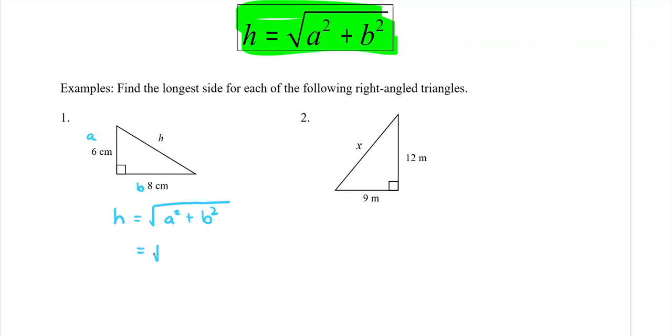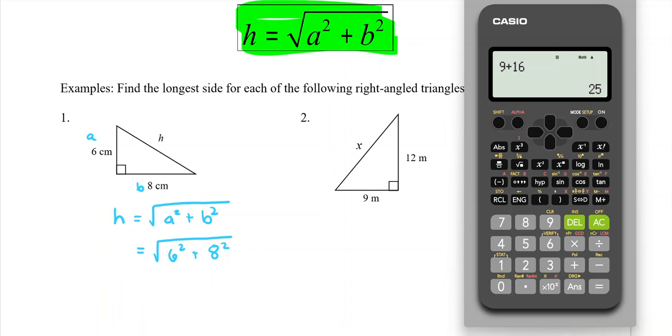The A, I have labelled the 6, so that's going to be 6 squared. And what was the B? B squared. What number is it? 8. Yeah, 8 squared. So there's my second line. The third line is we get our calculator. Come on, calculator, there it is. And we type it in.